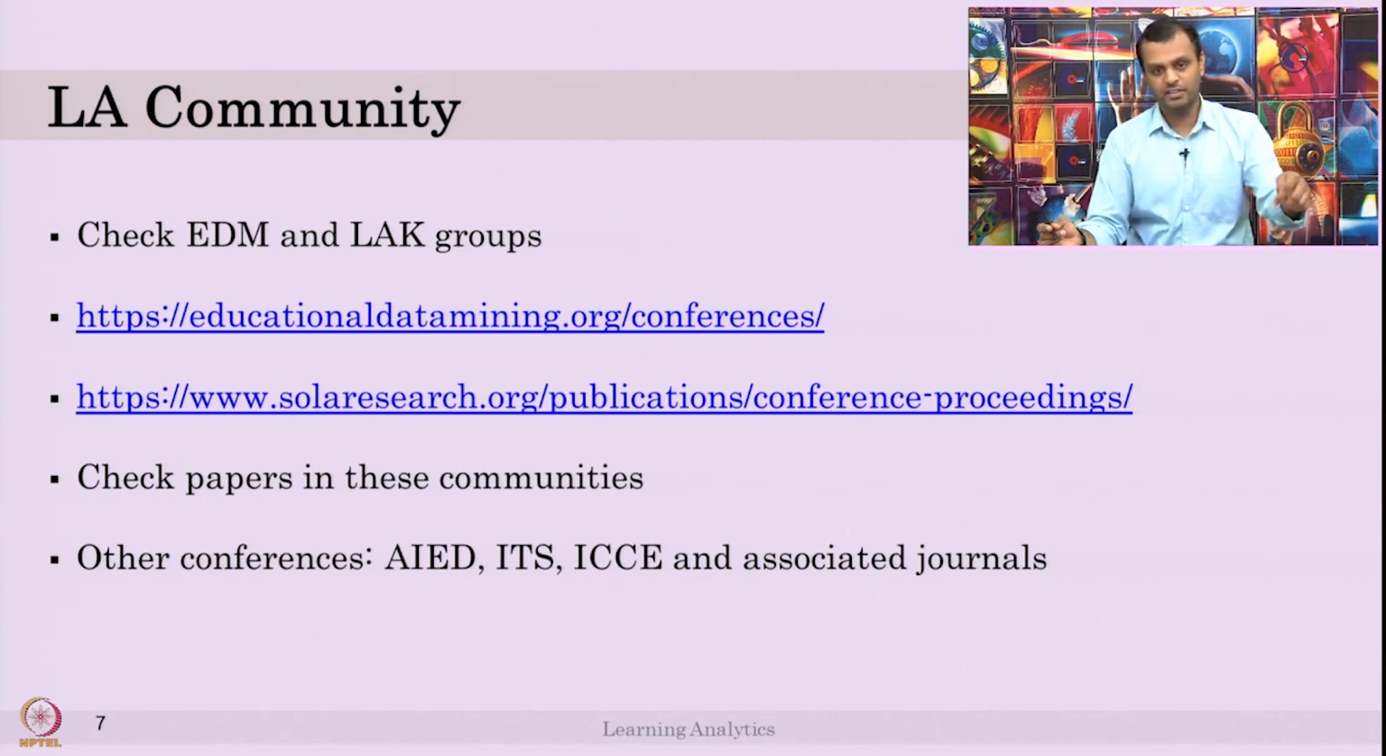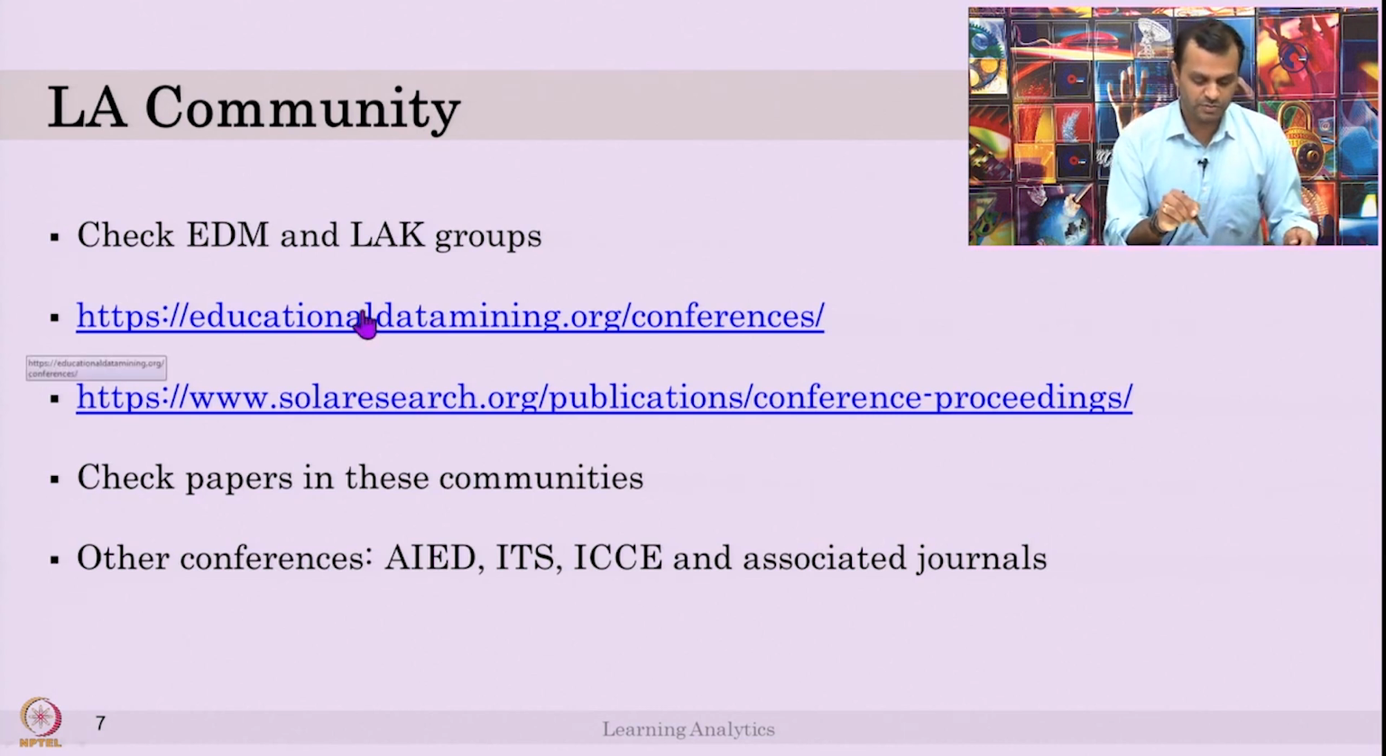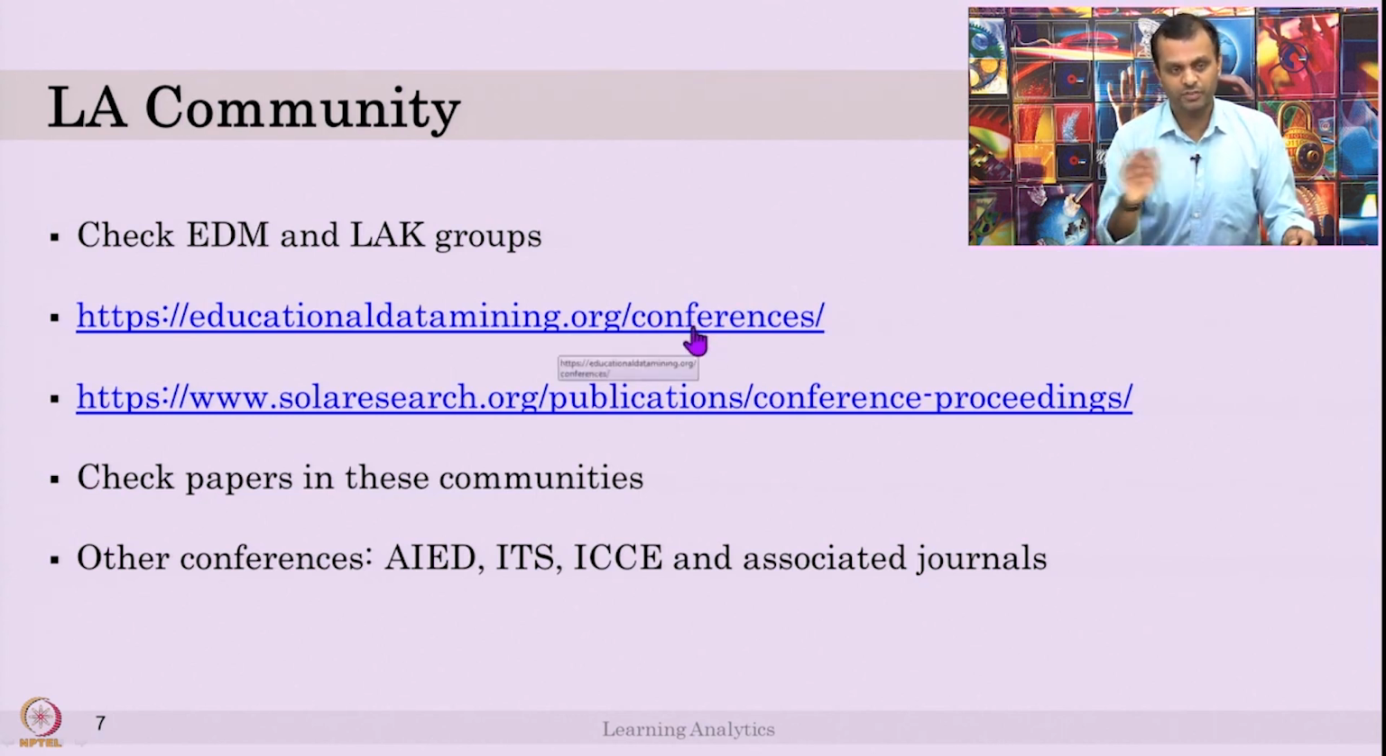These are the conference proceedings available. This is the EDM conference resource, you can go and check it out. Look at the abstract papers, and all these EDM conference papers are free for everyone. Look at those abstract papers and check the title. From the title you understand what topic I was talking about.